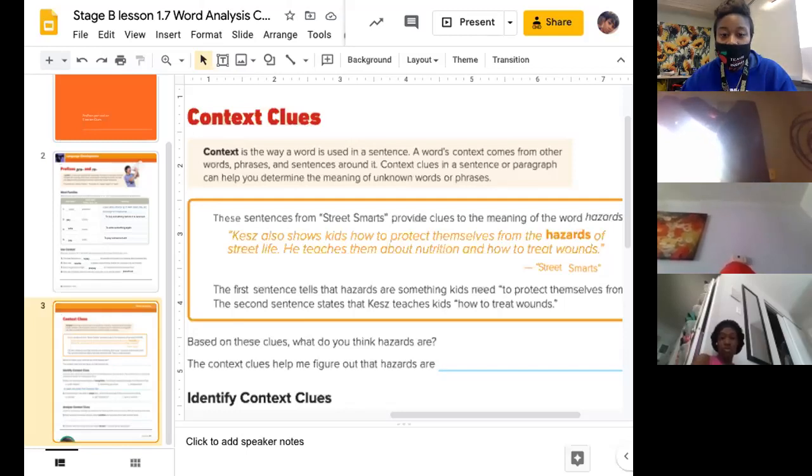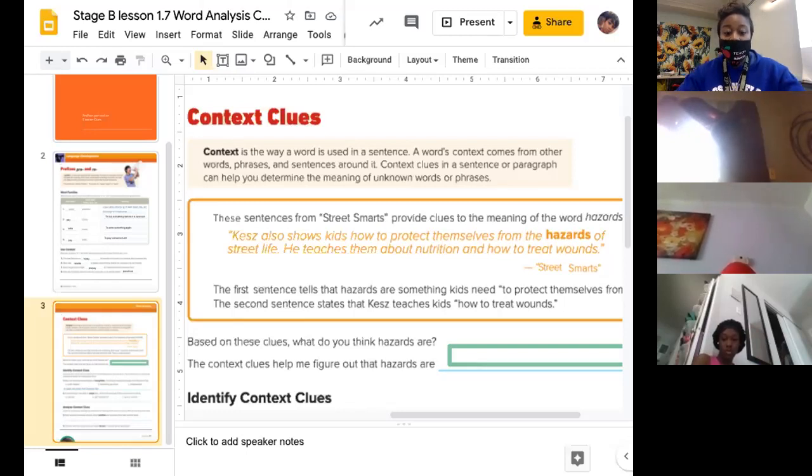Who is KES trying to help? Kids. So the context clues help me figure out that hazards are dangers, because that's what you usually protect yourself from, something dangerous. Dangers that threaten kids, because that's who we're talking about. That's the who.